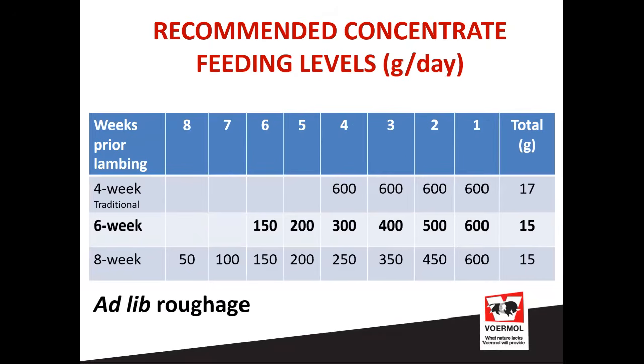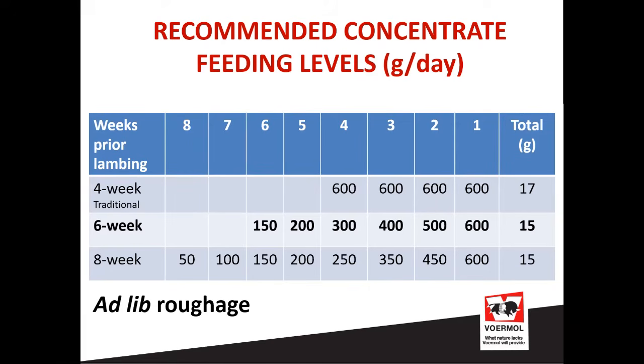Intakes for concentrate usually start off about 6 weeks before lambing. So traditionally, it was recommended to start off 4 weeks before lambing with a concentrate or a lick. And usually they start off with about 500 grams, 600 grams each day, and they continue that right through up until lambing. And then you sit with a total intake there of about 17 kilograms.